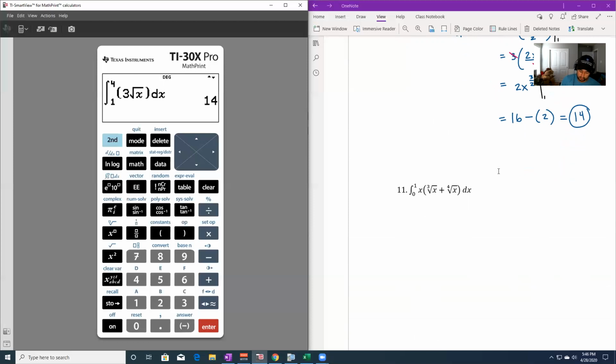Okay. So a couple of rewrites here, of course. So the integral from 0 to 1 of x times x to the 1/3 plus x to the 1/4 dx. X times x to the 1/3 plus x times x to the 1/4. And now distribute the x. We get the integral from 0 to 1 of x to the 1 plus 3/3, 4/3, plus x to the 4/4 plus 1/4, 5/4 dx.